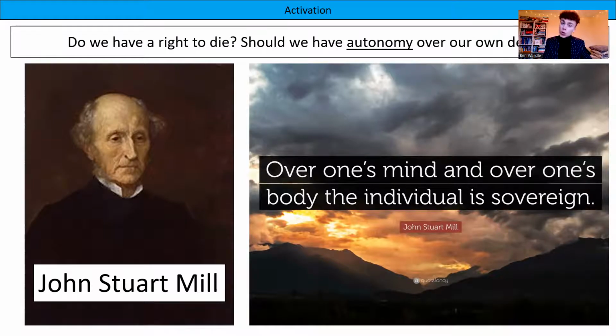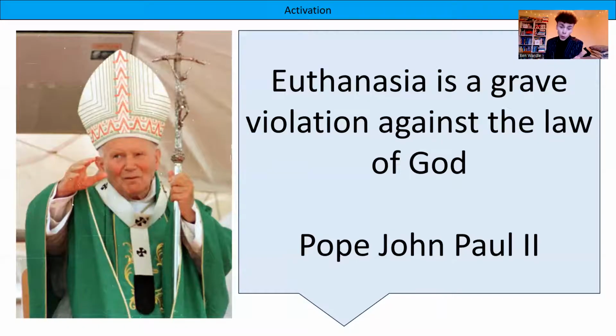However, someone who would strongly disagree is the Pope here. Now, this is a former Pope, but the current Pope would support this as well, because the Catholic Church is very clear in its opposition to euthanasia. And the former Pope, Pope John Paul II, said that euthanasia is a grave violation against the law of God. And so the Catholic Church is completely against euthanasia. So even in the case of Tony Nicholson, they would be completely against it. They would say it does not matter the circumstance.